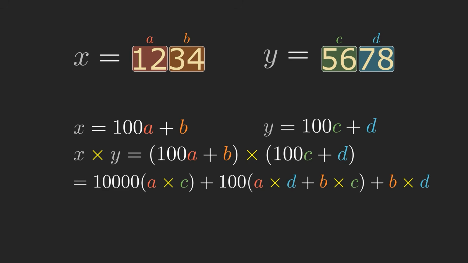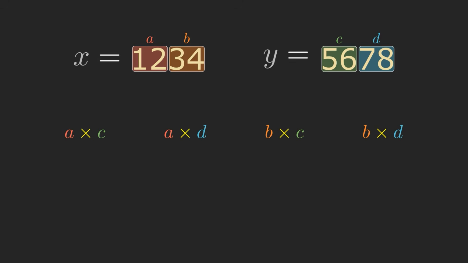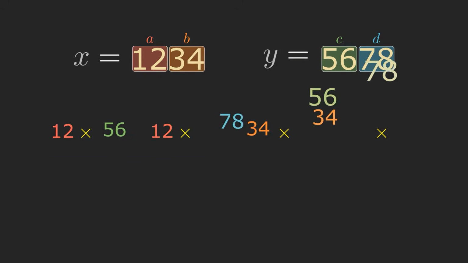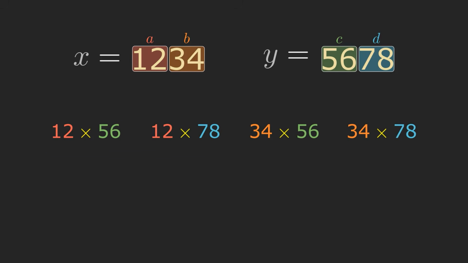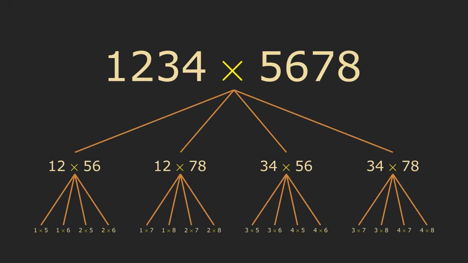It seems like we're worse off than we started. Now we have 4 multiplication problems to do instead of just 1. But the numbers involved in these 4 subtasks all have half the number of digits as the original numbers. What this means is that for each of these smaller subproblems, we can recursively do the same procedure, branching into further subproblems, only stopping once we're left with single-digit numbers being multiplied.